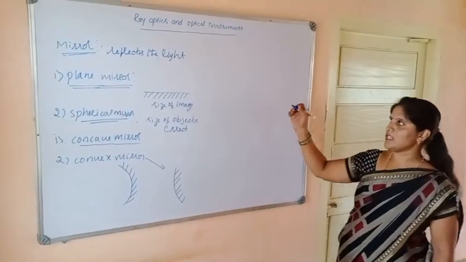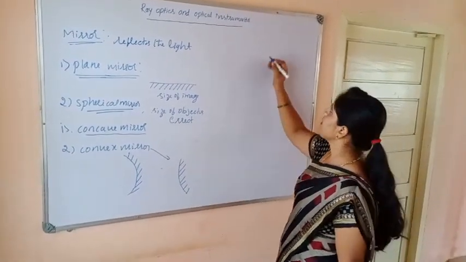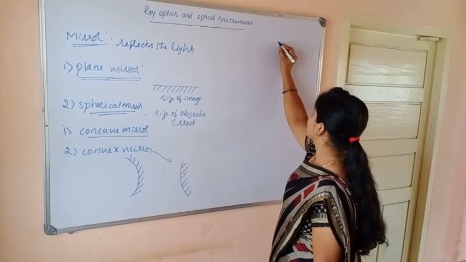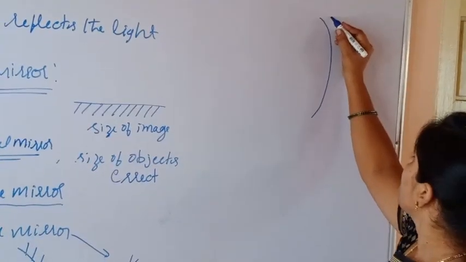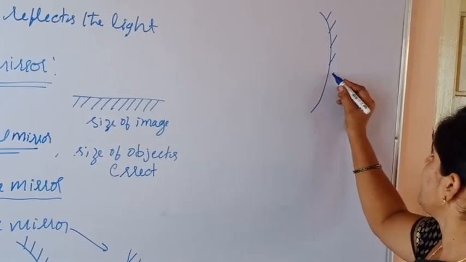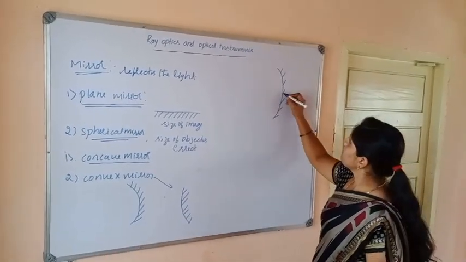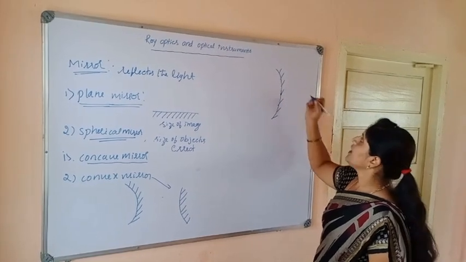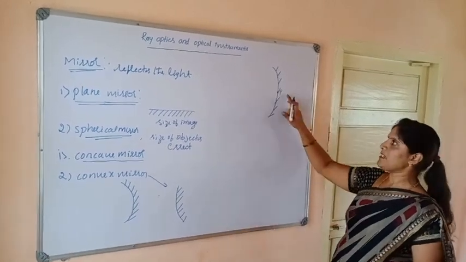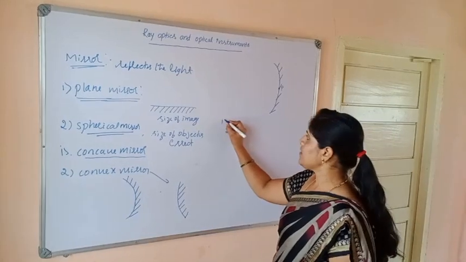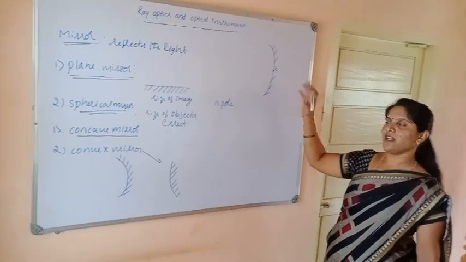Let us discuss some basic terminologies related to both concave and convex mirrors. For that, let us draw a concave mirror whose outer surface is non-reflecting, that is silvered, and inner surface is reflecting. The geometric midpoint of this concave mirror is known as the pole. It is represented by P.